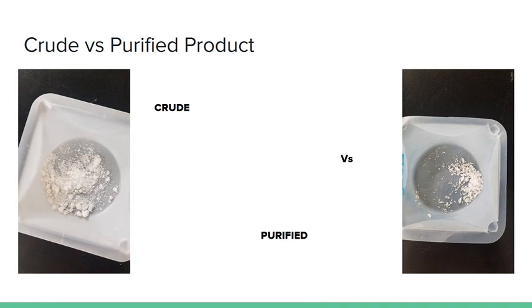Here are some photos of the crude product, and then as you can see here, we ended up with a significantly smaller amount of purified product, because after the purification process with ethanol and water, small crystals were produced instead of the large crystals we were expecting, and a significant portion of these were filtered out through the vacuum filter.